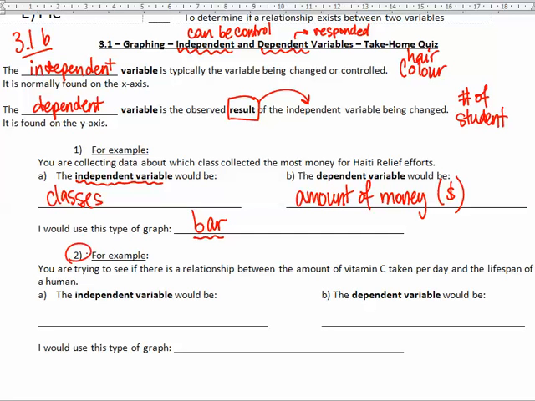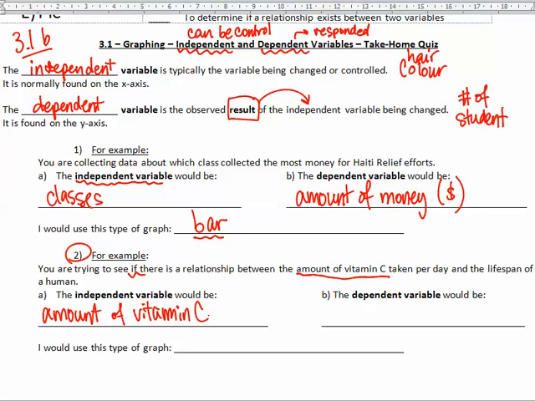Second example, I am now trying to see if there's a relationship between the amount of vitamin C taken per day and the lifespan of a human. So again, pause the video and see which you would think would be the independent and the dependent variables. Well, the independent variable would be the one that I have control over, and the one that I have control over is the amount of vitamin C that I take in that day. So I'll put that as the independent variable: the amount of vitamin C.